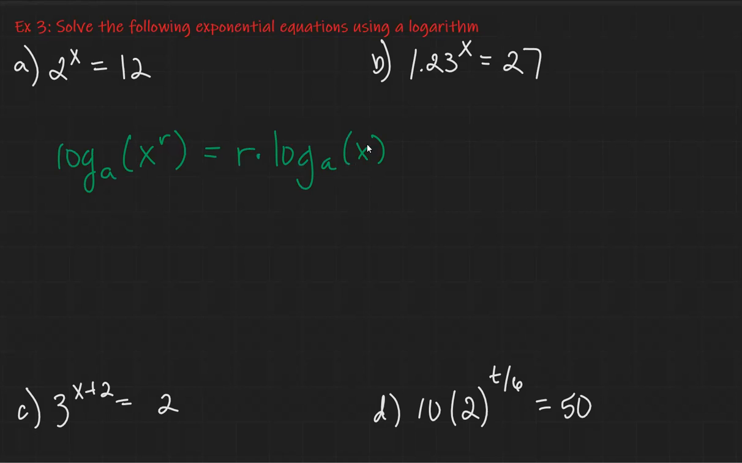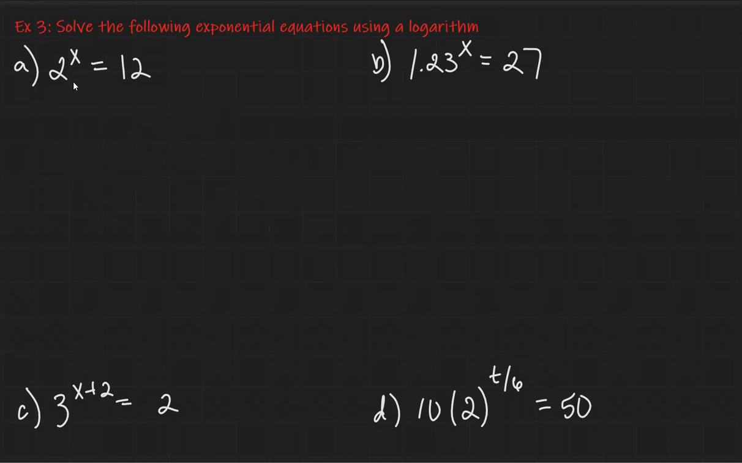But this property lets us, if I take the logarithm of something that's raised to a power, bring that power to the front as a constant. That's really nice, because normally that is a number we know, so we can just divide it over and then have r by itself. So let's try that here in this first example.